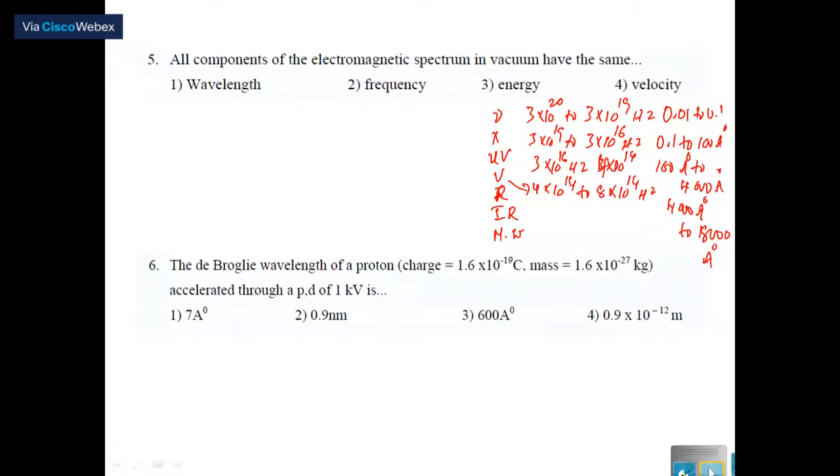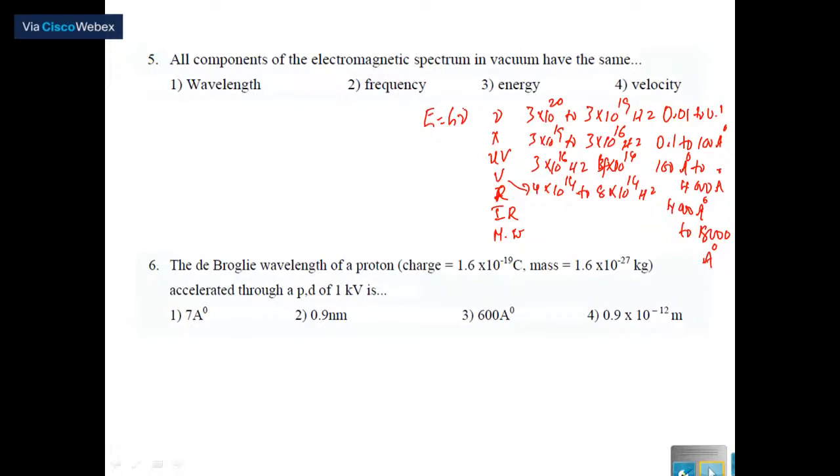Now what he is telling, all components of the electromagnetic spectrum, depending on the frequency and the wavelength, the light has been classified into various regions such as gamma region, X-ray region, UV region, visible region, radio region, infrared region, microwave region. So gamma will have the maximum frequency, hence the energy will be maximum. This is the shortest wavelength and this is the longest wavelength. The longest wavelength or the lowest frequency will have the minimum energy.